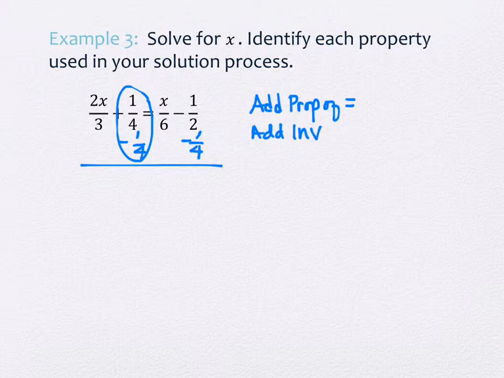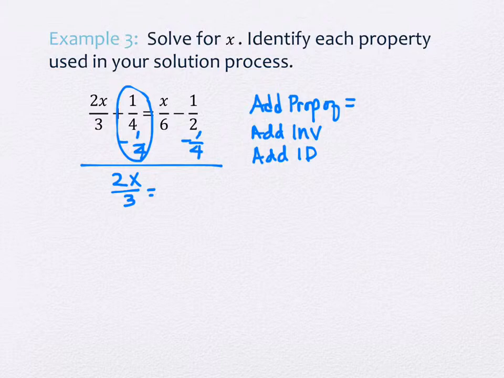And I will avoid actually writing the 0. But in avoiding actually writing the 0, the hidden step that I'm using is the additive identity, because adding that number 0 to the 2x over 3 just still results in 2x over 3. Are you guys all with me? It's not something we usually write down, but it's there.